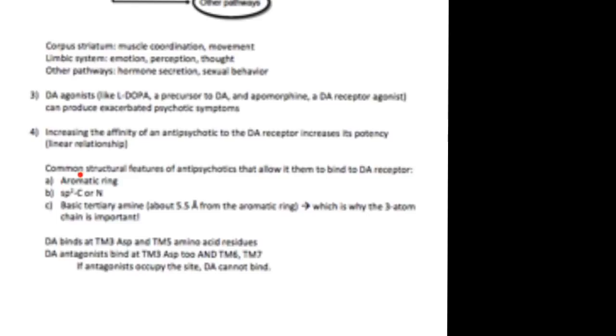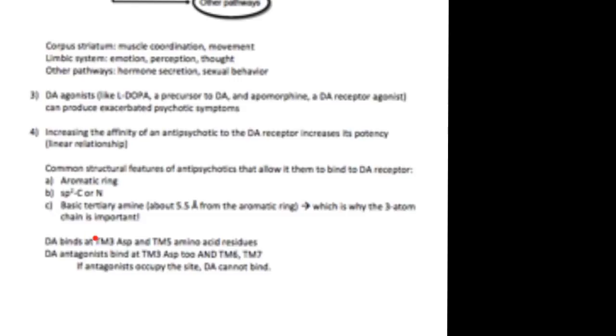The common structural features of antipsychotics that allow them to bind to the dopamine receptor include, and this is all from the phenothiazines SAR, so you should know this by now, the aromatic ring, the sp2 hybridized carbon, and the basic tertiary amine, which is 5.5 angstroms away from the aromatic ring. Remember I showed you the picture of the receptor and the auxiliary binding site? So you need the 3-atom chain so you can reach that amine binding site. Remember that.